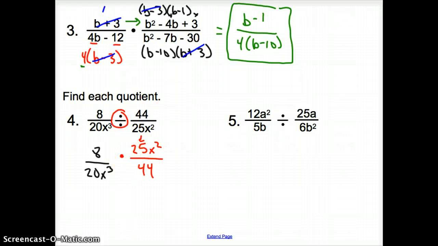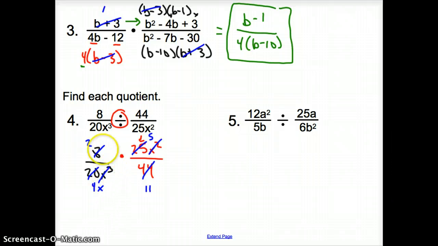Then let's start canceling out. So what can I take out of an 8 and a 44? I can take out a 4. So since I divide out a 4, I'm left with a 2 and 11. How about this kitty corner? I'm going to take out a 5. So here I'll be left with a 4 and a 5, and also an x squared, which is completely gone. Down here I'll be left with an x.